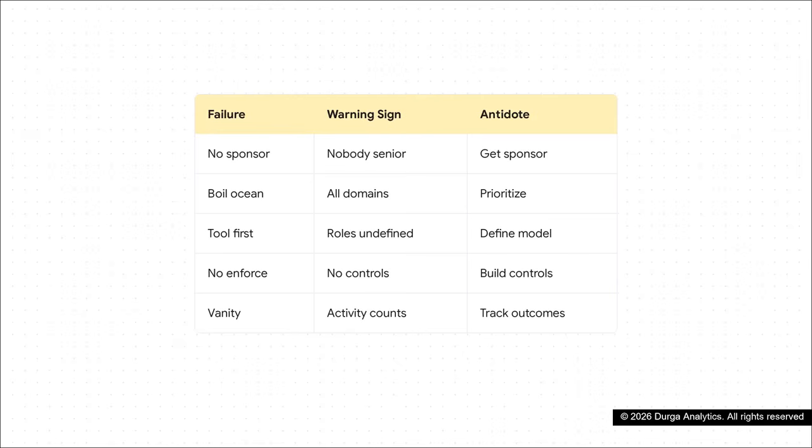How do you know you're boiling the ocean? Every domain is marked in scope right out of the gate. The antidote is to prioritize ruthlessly and grow in increments. And here's a really common one. If your monthly reports just say things like, "We held 3 meetings," or "We defined 10 data terms," you are definitely suffering from vanity metrics. The antidote is to track actual outcomes tied directly to business value.